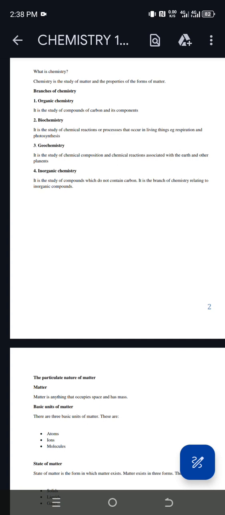The term geo means earth. So this is the study of chemical composition and chemical reactions associated with the Earth and other planets. Then the last one is inorganic chemistry, which is the study of compounds which do not contain carbon. If you're studying compounds which contain carbon atoms, it means you're studying organic chemistry. Inorganic means non-living things.